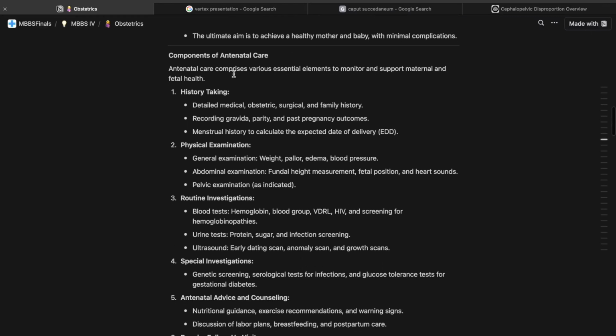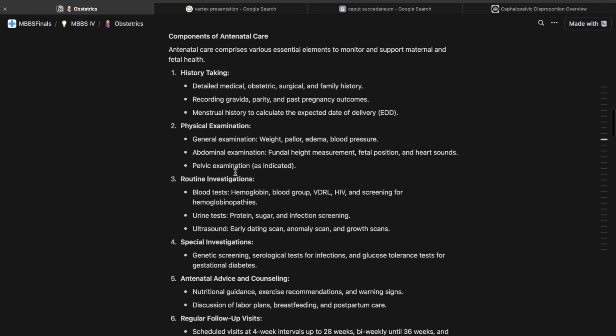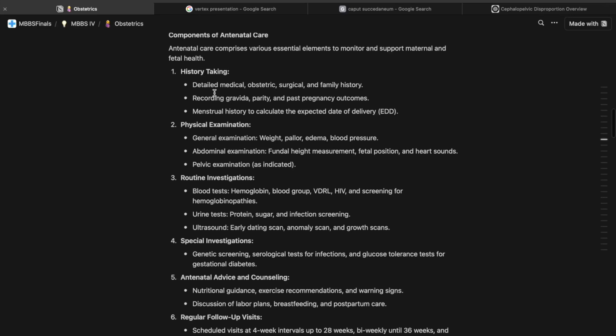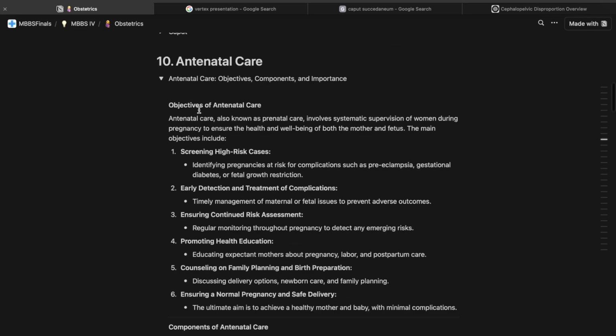Coming to components of antenatal care, the OPD, we have seen all these things. First one is history taking: detailed medical, obstetric, surgical and family history, recording gravida, parity, past pregnancy outcomes. Next one, menstrual history to calculate the EDD, and that one is Naegele's formula, right?